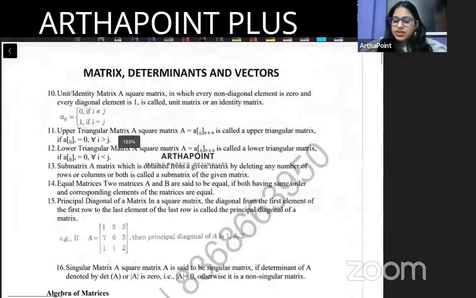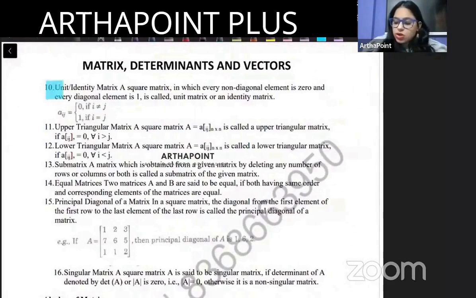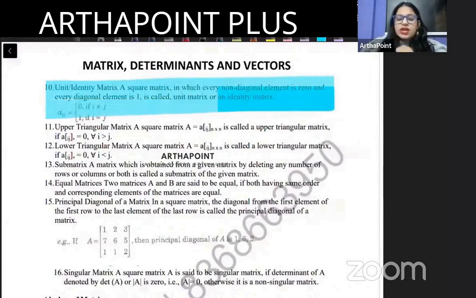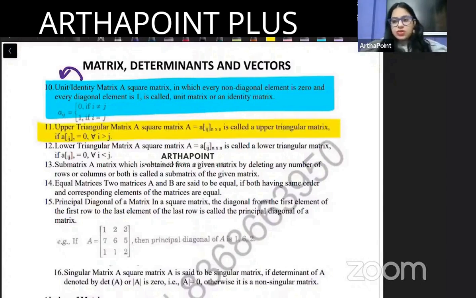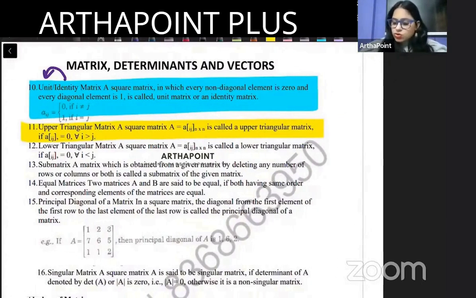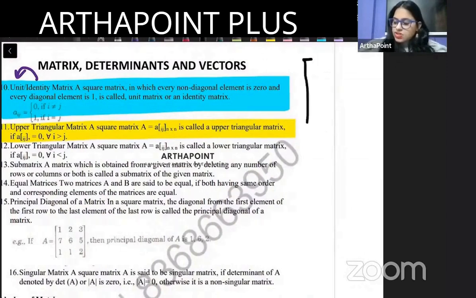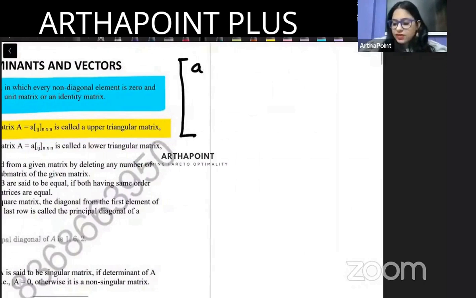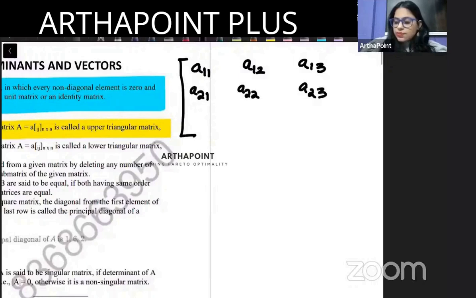Okay. Come to the next one. The next one is your unit or identity matrix, which I have already told you. The identity matrix is also sometimes called the unit matrix. Next one is the upper triangular matrix. How do we represent an upper triangular matrix? Let me show you that first. I have A11, A12, A13, A21, A22, A23, A31, A32, A33.